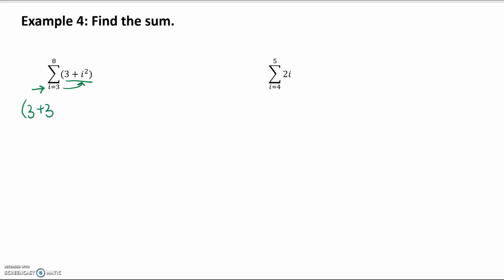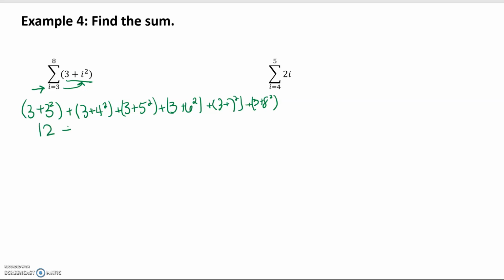So I have 3 plus 3 squared. Then I'm going to add all my terms together, so the next one will be 3 plus 4 squared. And then 3 plus 5 squared, and then 3 plus 6 squared, and 3 plus 7 squared, and 3 plus 8 squared. And I'm adding all of those together, so what I'm going to do first is actually figure out what each of those are.